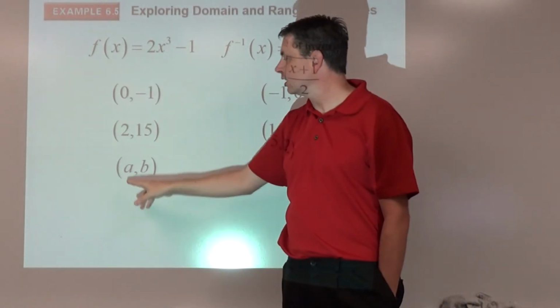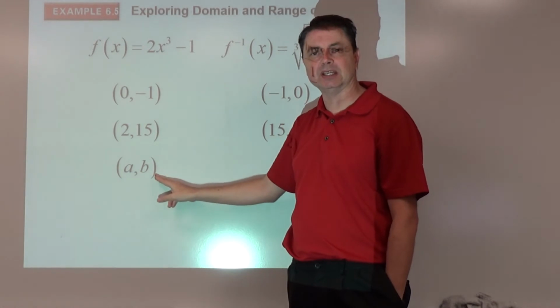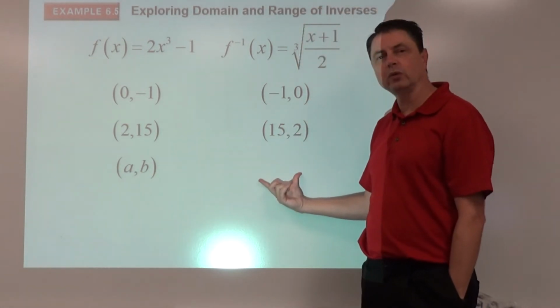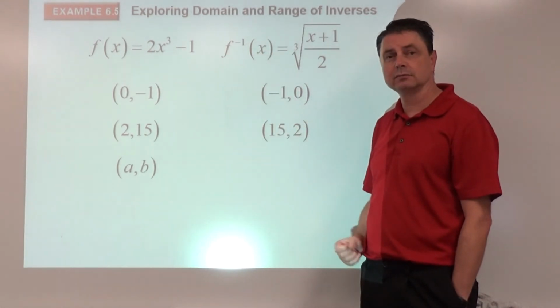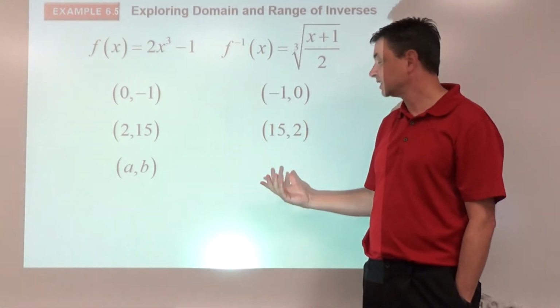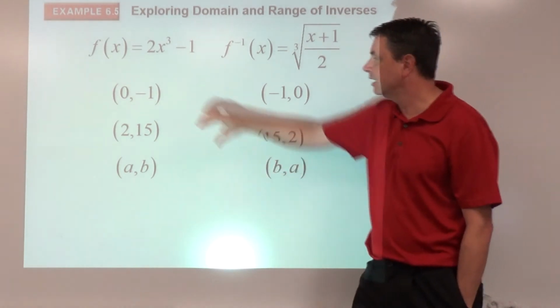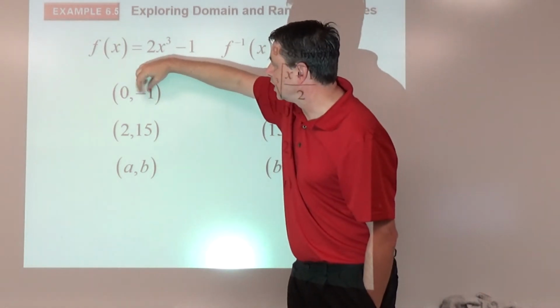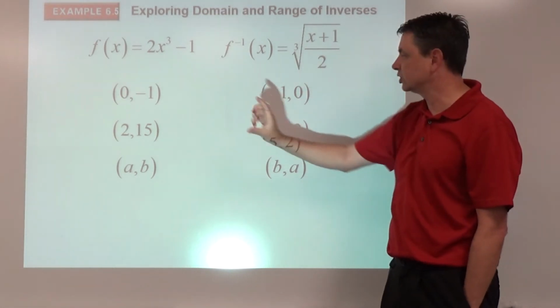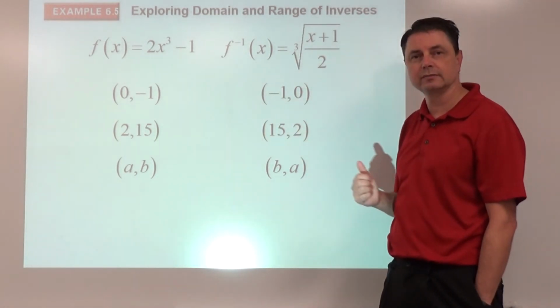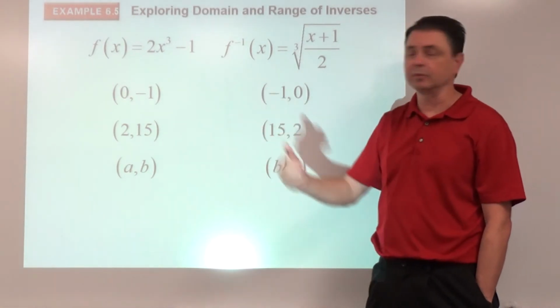If over here I plugged in A and got B, what do you think would be a point on the graph of this? It's going to be B comma A. Notice that x and y here got reversed and became y and x here. So we're just reversing the coordinates. We saw that at the very beginning of the lesson.